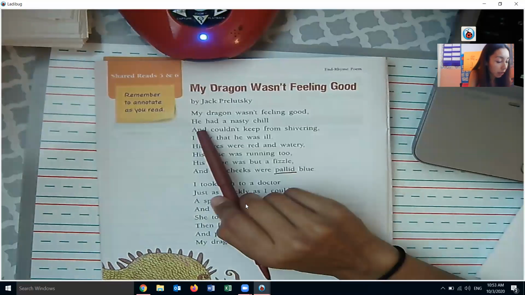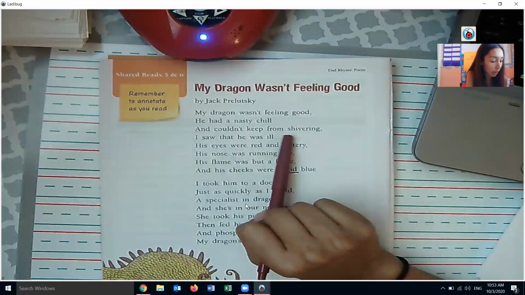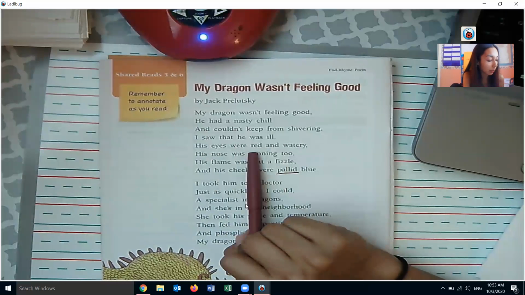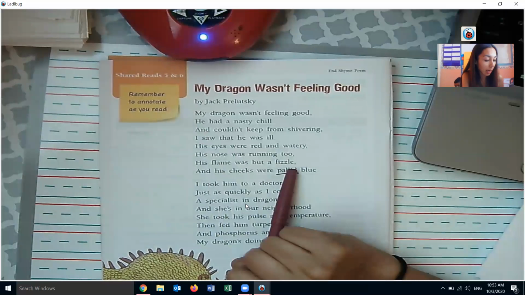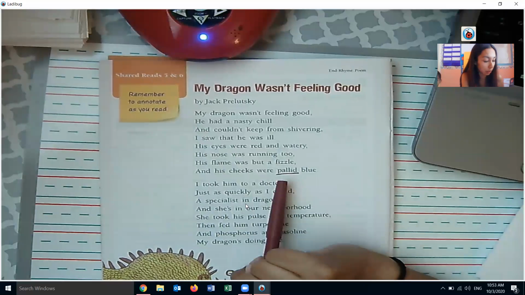My dragon wasn't feeling good. He had a nasty chill and couldn't keep from shivering. I saw that he was ill. His eyes were red and watery. His nose was running too. His flame was but a fizzle and his cheeks were pallid blue. So it's describing that color blue.